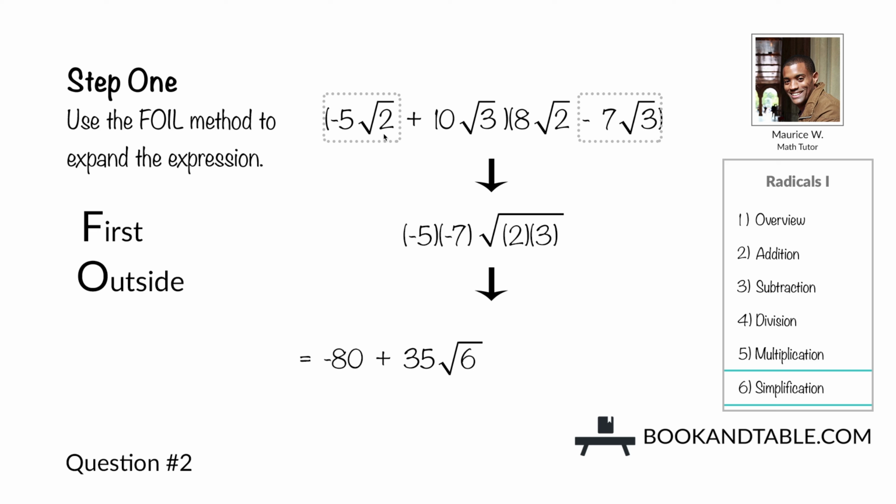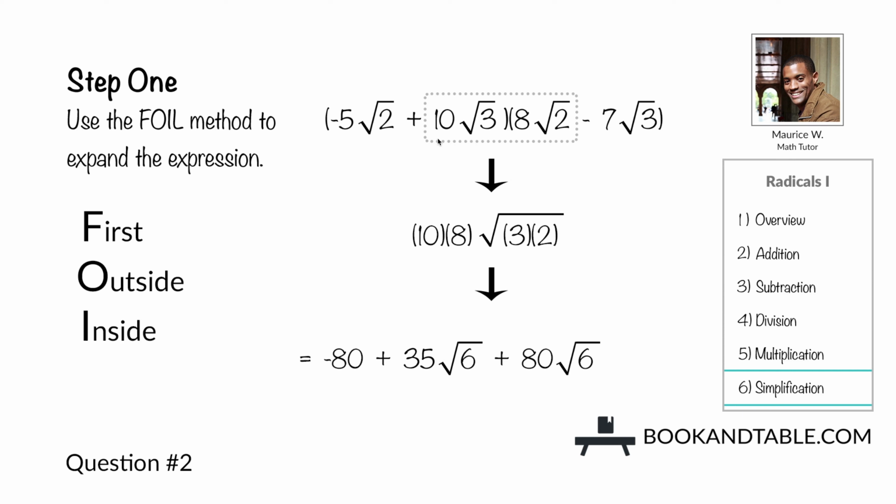Then you multiply the radical terms. Radical 2 times radical 3 gives you the square root of 2 times 3, which is radical 6. Now that you've multiplied the first term by both of these terms, you then move on to the second term, and you're going to multiply this times each of these.